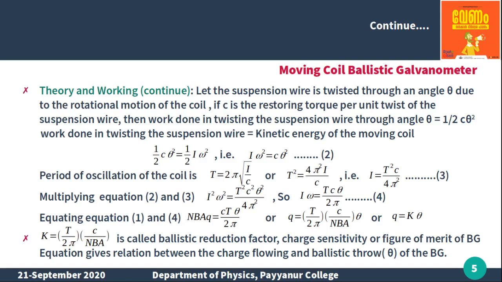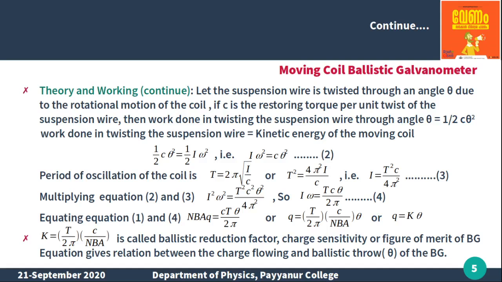So the work done, twisting through an angle theta, will be the integral from 0 to theta of C theta d theta, because C is the restoring torque per unit twist. How much twist is there? An angle theta. So how much restoring torque is there? C into theta. So if you want to do a small amount of work to twist through a small angle d theta, dW is equal to C theta d theta.